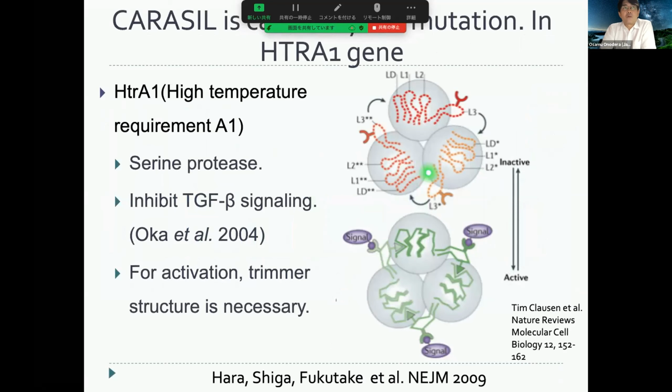The gene of CARASIL is HTRA1, high temperature requirement A1. The function of this gene is as a serine protease, and it inhibits TGF-beta signaling. One of the characteristic features of HTRA1 is trimer formation. For the activation of HTRA1, this trimer formation plays a very important role. The trimer formation is necessary to activate each HTRA1.